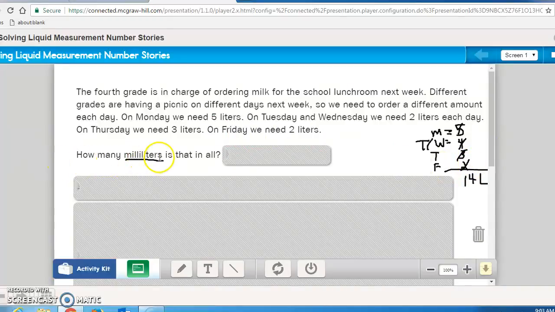How many milliliters is that in all? Well, I added up, and when I add, I always start with my largest number first. 5 plus 4 is 9. 10, 11, 12, 13, 14. So I have 14 liters. But I'm not done because this says milliliters. I remember before I said that if it was liters and I was changing it to milliliters, I would multiply by 1,000. So my answer is 14,000.